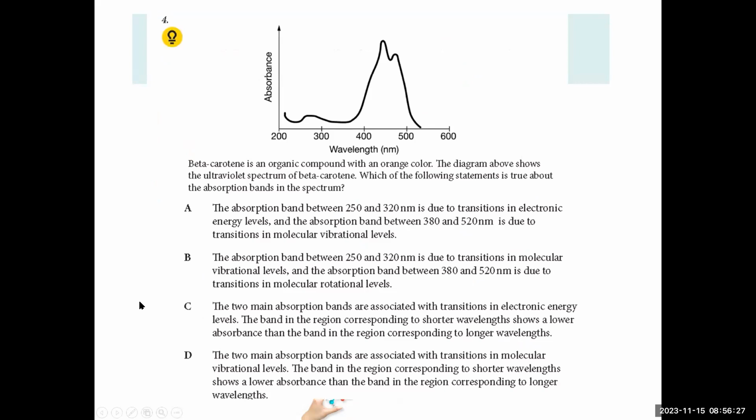Answer this question, children. Beta carotene. Have you heard of this molecule, beta carotene? I think bio students are aware of it. Beta carotene is in carrot. It's good for eyes. The name carotene has come from carrot, right?